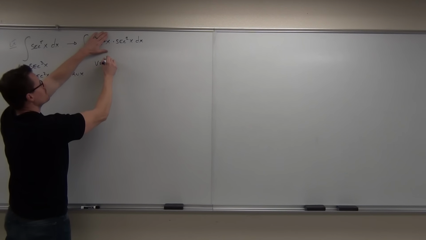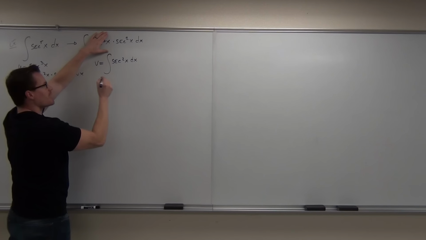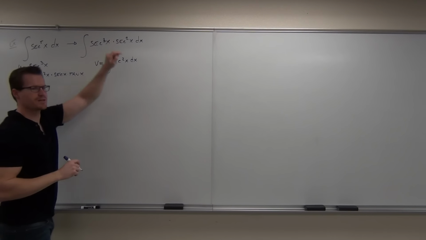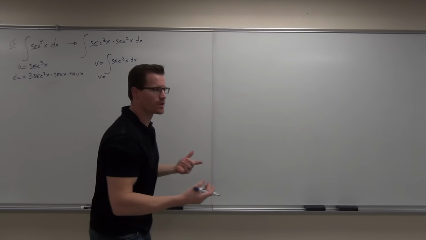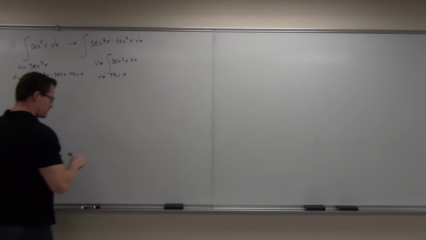V would be the integral of secant squared x dx. This is nice. I broke it up into something I can actually take the integral of. Everybody, what's the integral of secant squared?